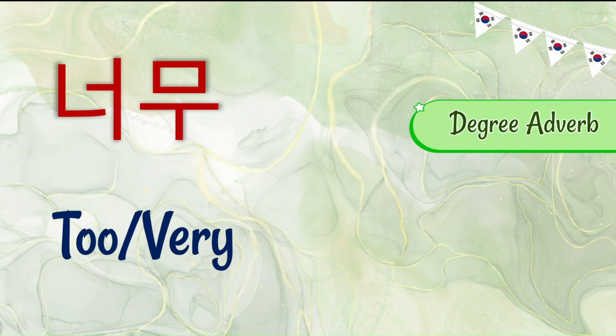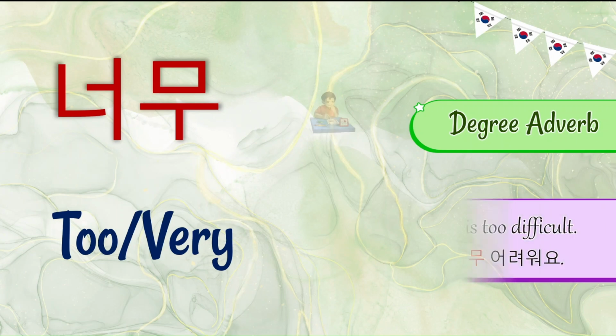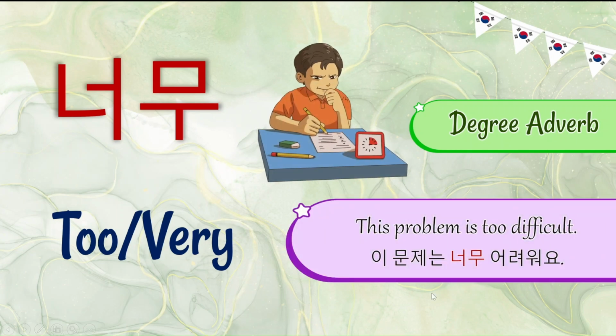Okay, so we have three adverbs in the Korean language that mean very. 아주, 매우, 너무. Okay, you have to identify when to use which one. Let's look at the following examples of 너무. First, we are using 너무 in a negative sense. This problem is too difficult. 이 문제는 너무 어려워요. 이 means this in Korean. Problem is 문제. To be difficult, 어렵다. Present tense, 어려워요.